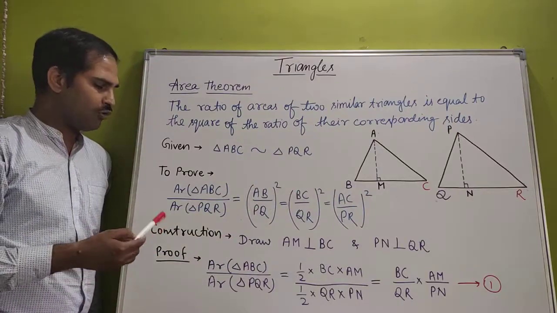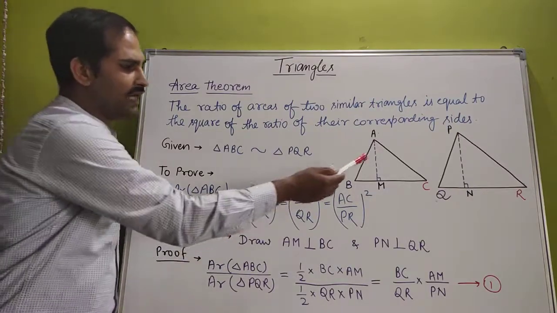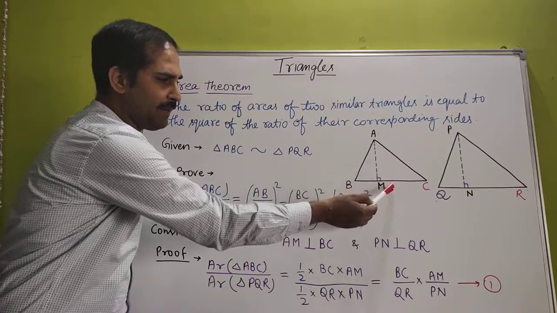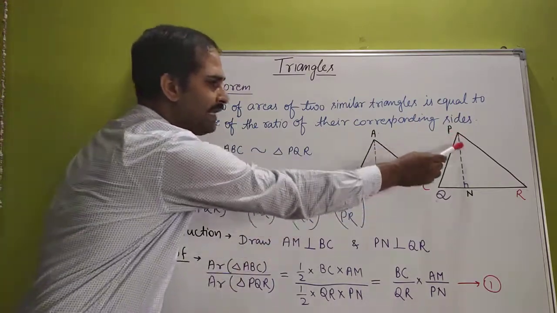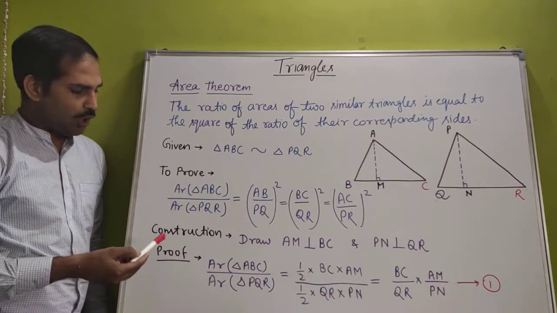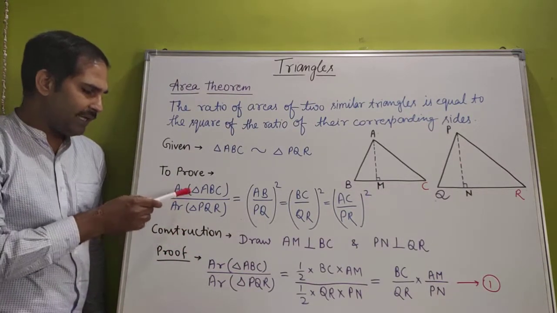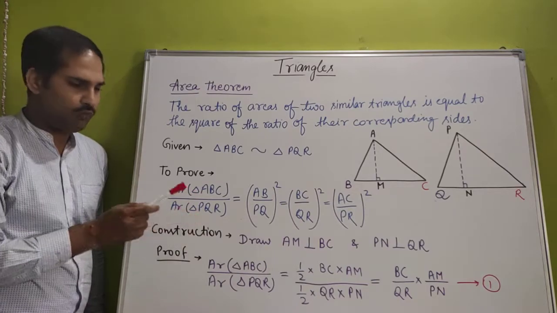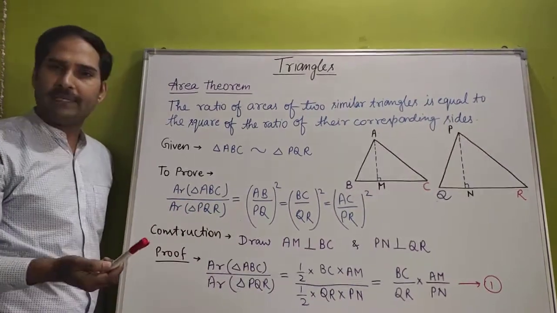For this we have to draw a construction, that is we draw AM perpendicular to BC and PN perpendicular to QR. To prove this, first of all try to find the ratio of the area of triangle ABC and triangle PQR. The area of a triangle is half base into height.